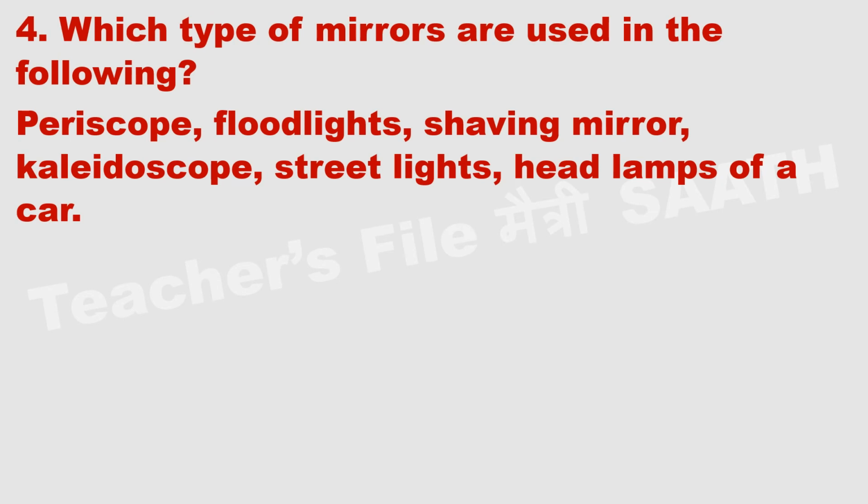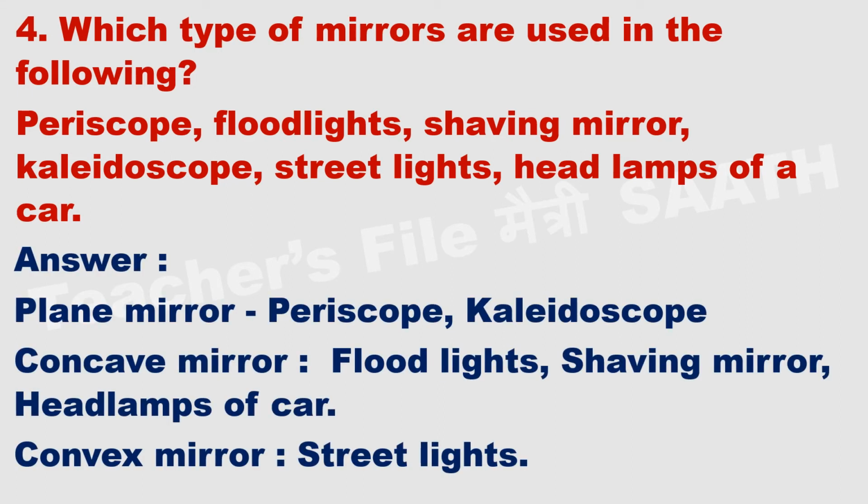Which type of mirrors are used in the following? Periscope, floodlights, shaving mirror, kaleidoscope, street lights, headlamps of a car. Answer. Plane mirror: periscope, kaleidoscope. Concave mirror: floodlights, shaving mirror, headlamps of car. Convex mirror: street lights.